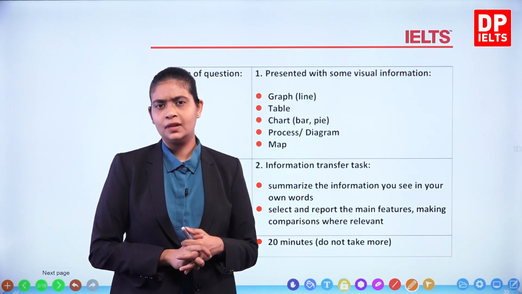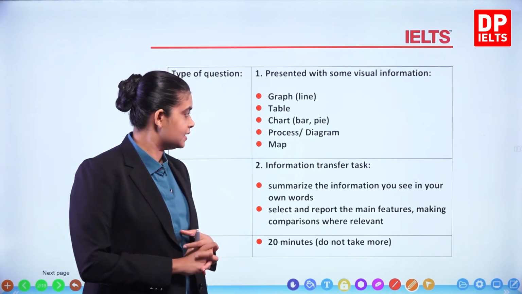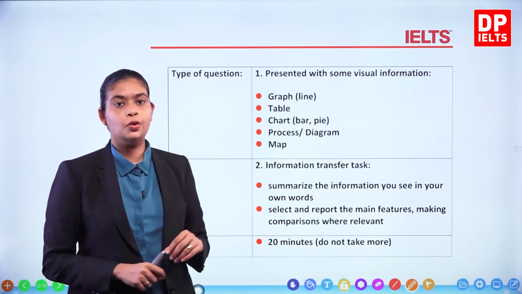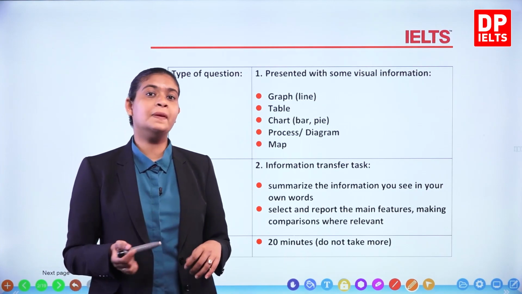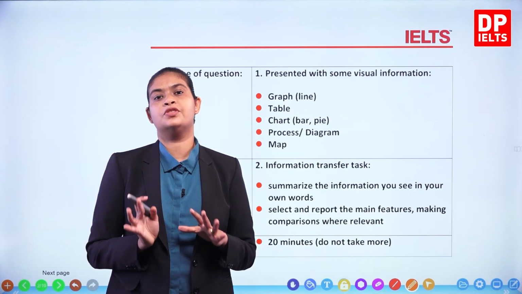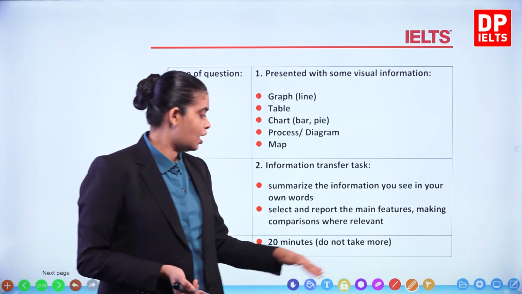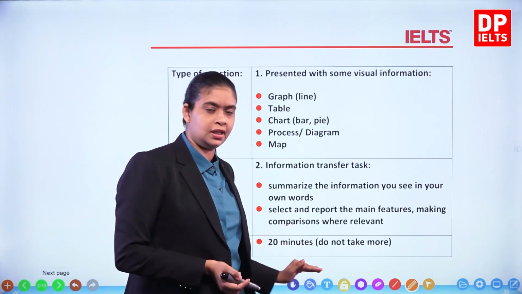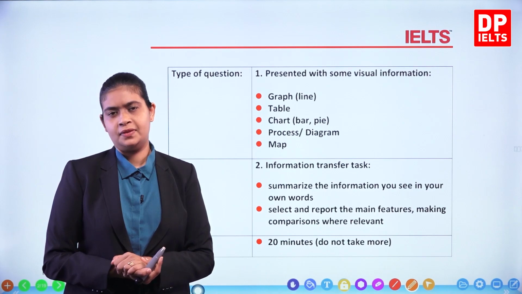How much time should you spend? Well, for this task, you must spend 20 minutes. Can I spend more time? Definitely not, because your task 2 needs the remaining 40 minutes. So for task 1, only 20 minutes and nothing more than that.